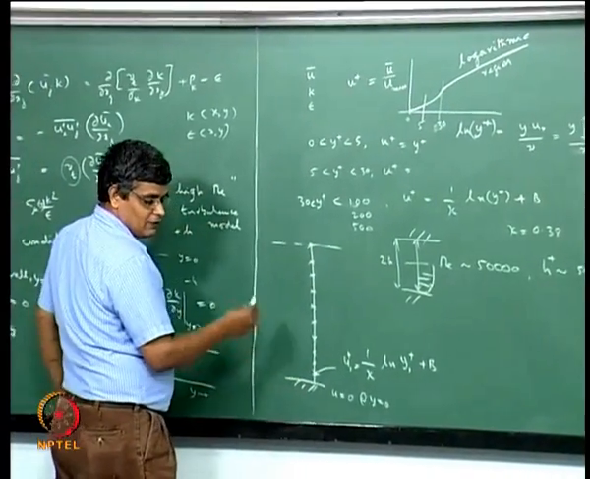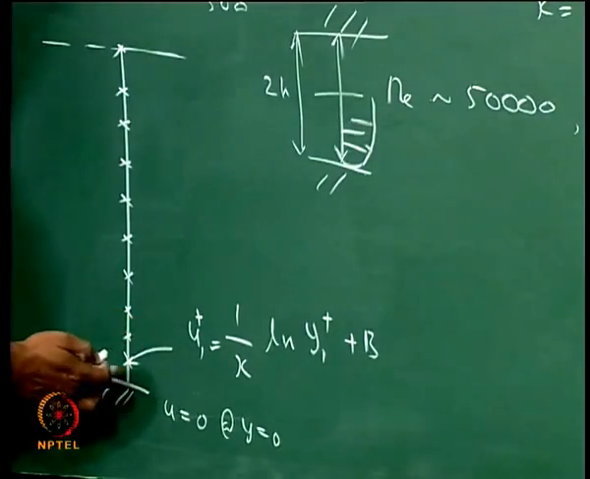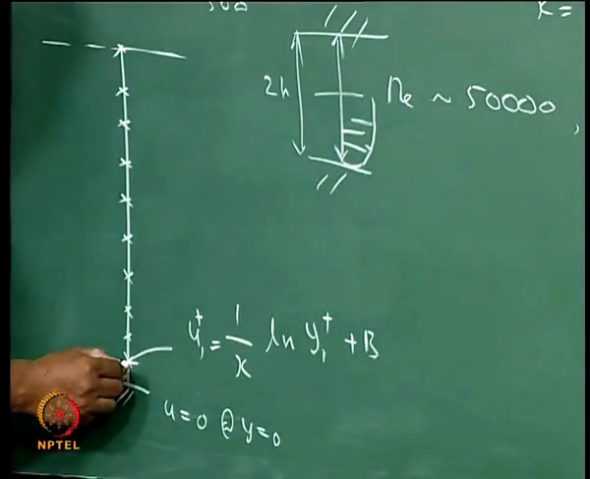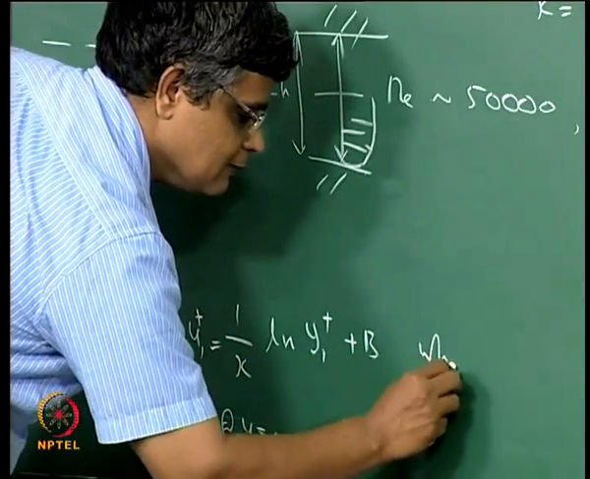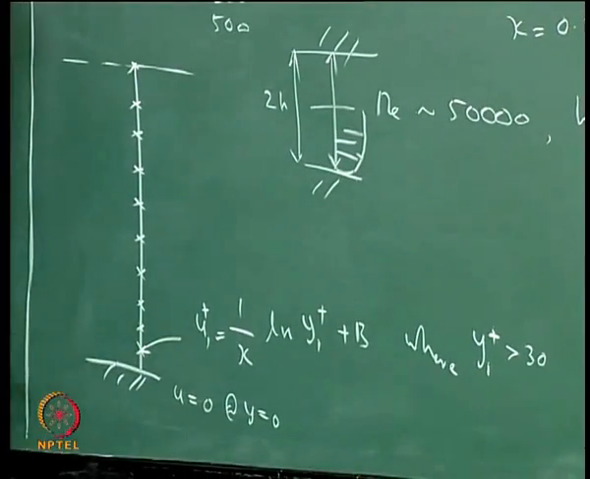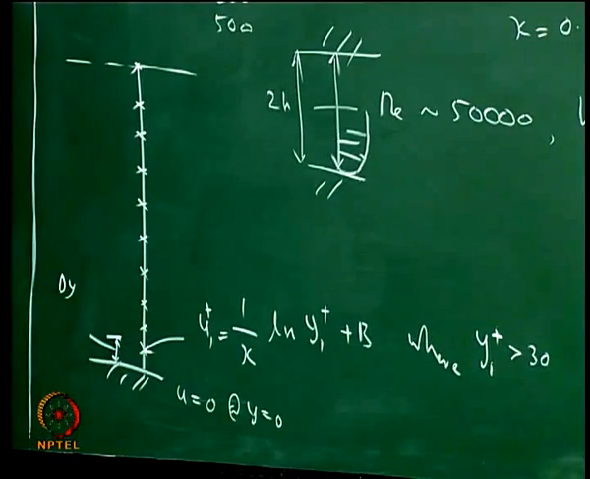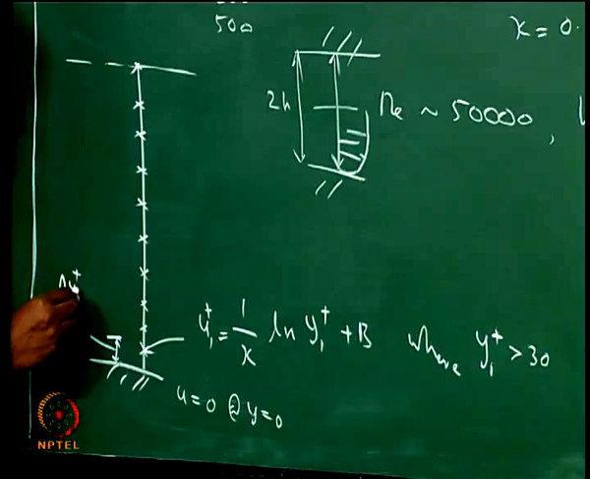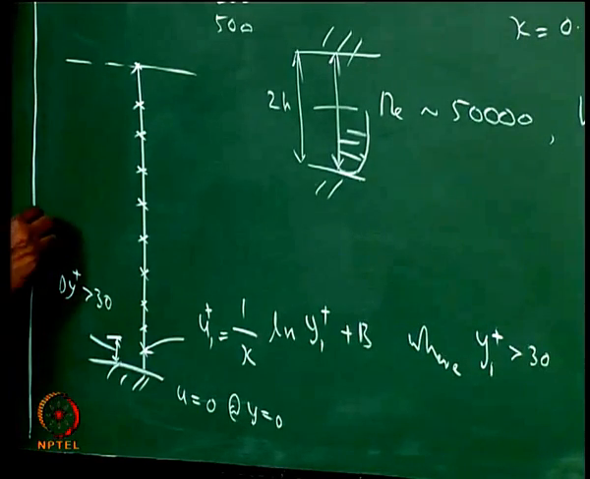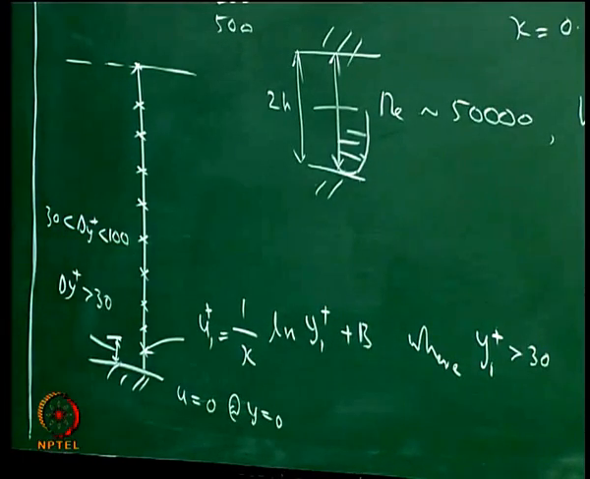So in that sense we specify the boundary condition in terms of the value of the velocity at the first grid point, taking advantage of the fact that this point here is such that y1 plus is greater than 30. So we choose the delta y here such that delta y plus is greater than 30, or let us say it is between 30 and 100 or 200 like this.